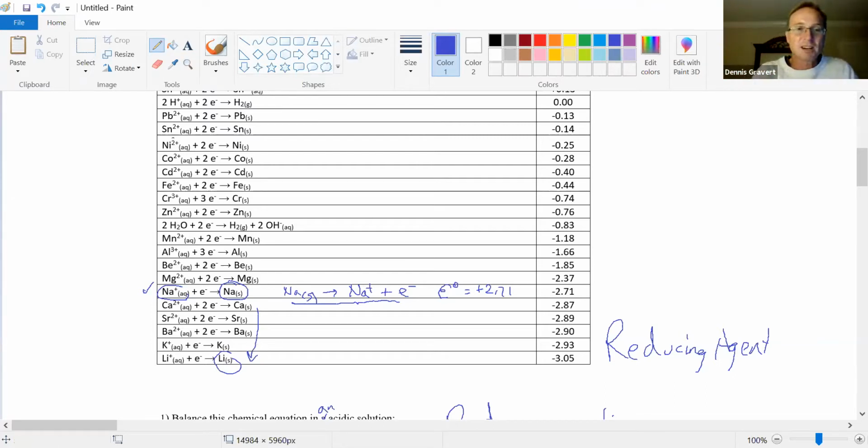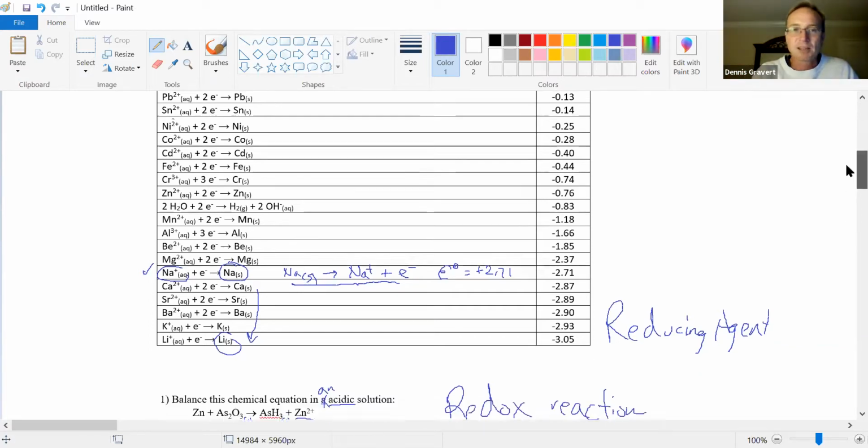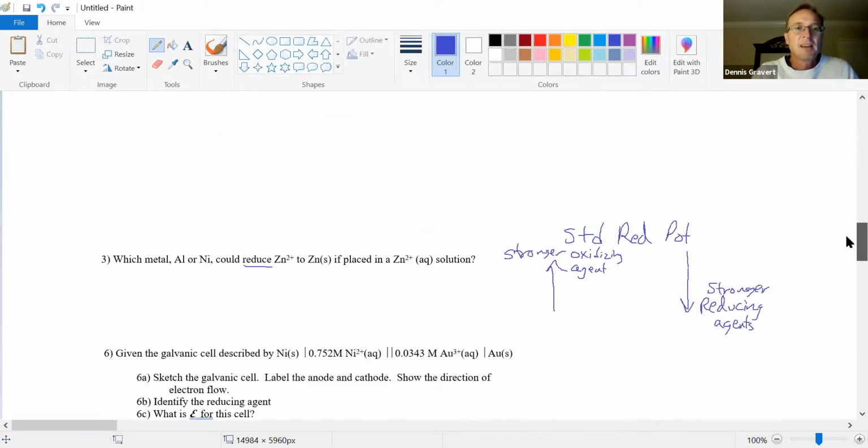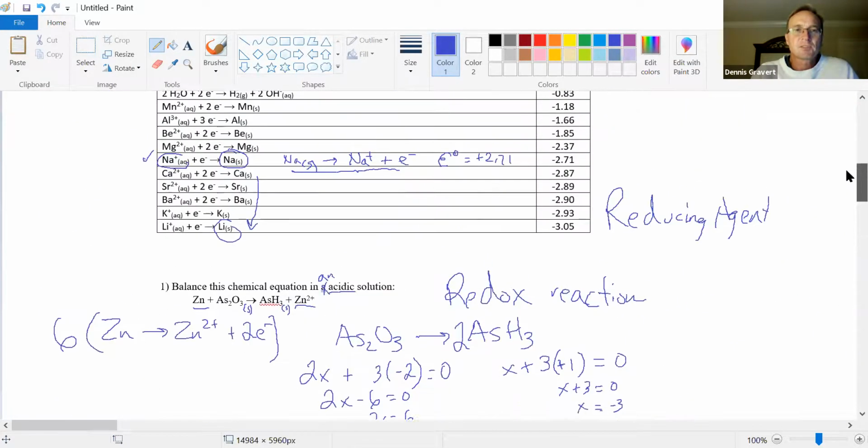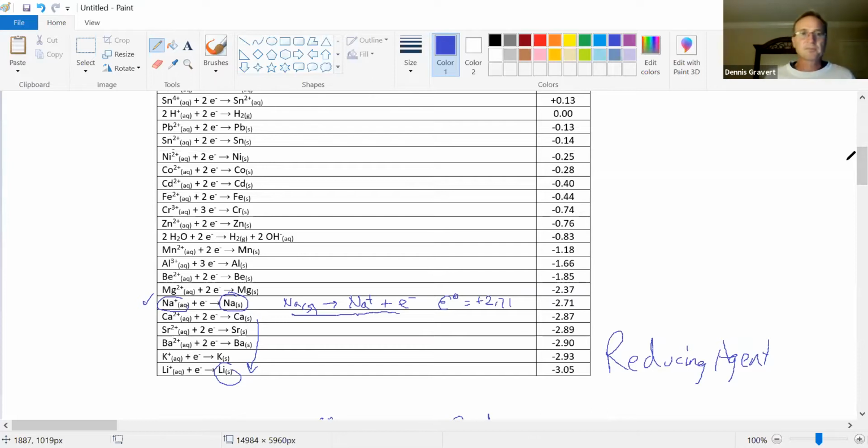And the question was, let's look at, I think it was aluminum, nickel, and somebody else. Aluminum or nickel can reduce zinc. So let's go find those. Well, here's aluminum. Here's zinc. And here's nickel. Okay, so the question said, hey, nickel or aluminum, who's best at reducing this thing, helping this get reduced so zinc can grab some electrons and turn into zinc metal?